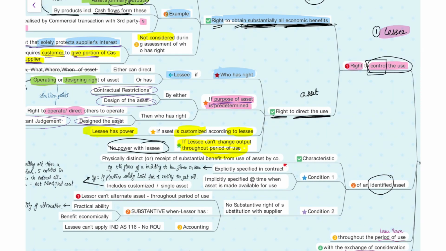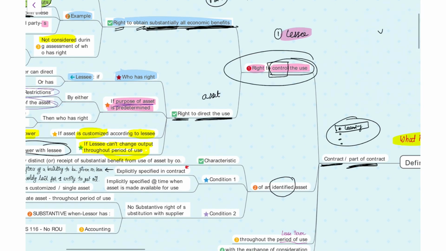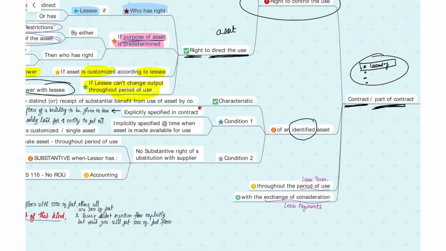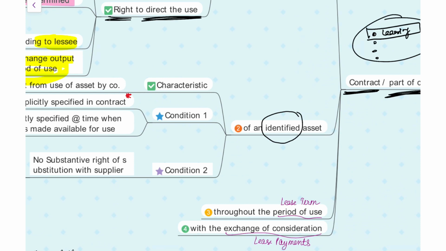So this was all about the right to direct the use of the asset. So if the lessee has the right to obtain substantially all the economic benefits, and if the lessee has the right to direct the use, then in such case the lessee is said to have the right to control the use of the asset. This is one part of the lease. The second part is that the asset which you have put into the lease contract should be an identified asset.